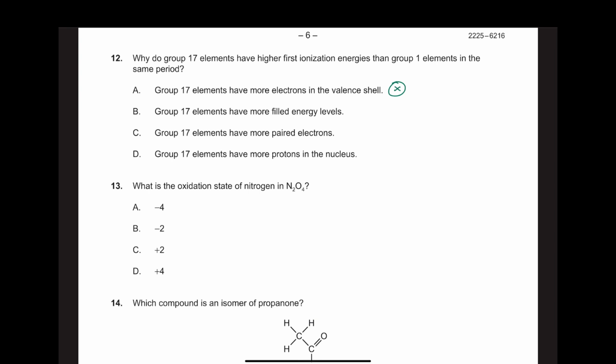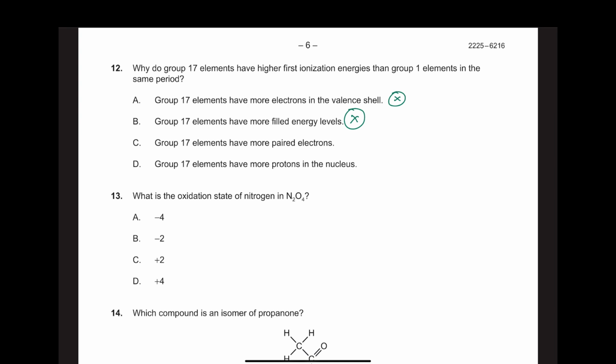If this one was true, your question would have been why it has a lower first ionization energy, because more electrons will reduce the ionization energy because of repulsion. Next, group 17 elements have more filled energy levels. Even if you have more filled energy levels, what happens is your repulsion will be higher. So reject this. Group 17 elements have more paired electrons. Again, not a good logic. But the last one is correct.